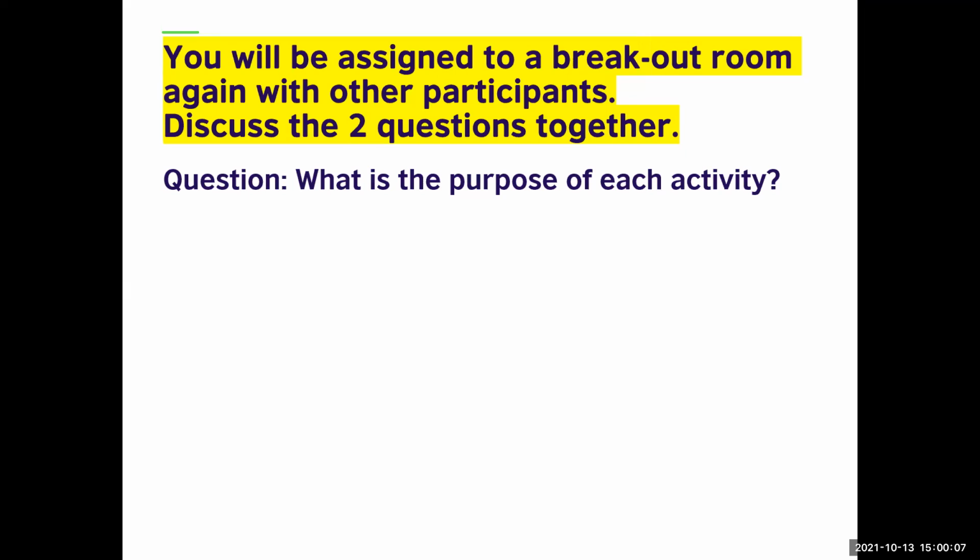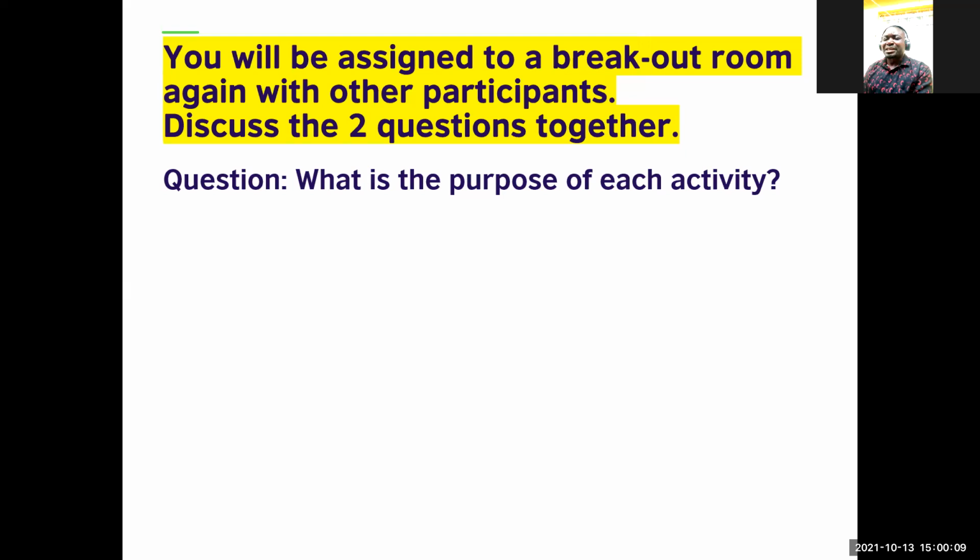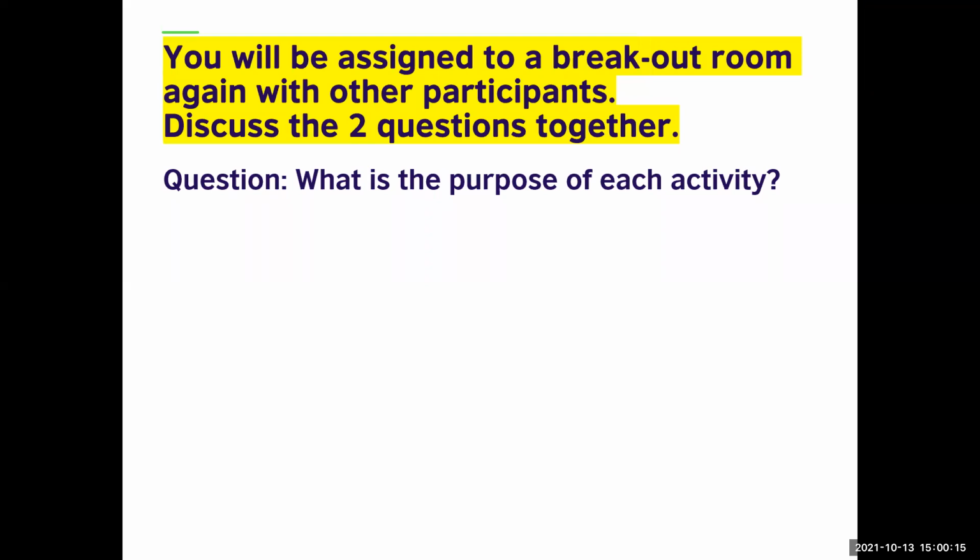Is there any group that works on the purpose of that activity? Worksheet activity. Room 5, I say. Room 4. Room 5. Please, can I? I can see one raising hand. Group 5. Yes, please.